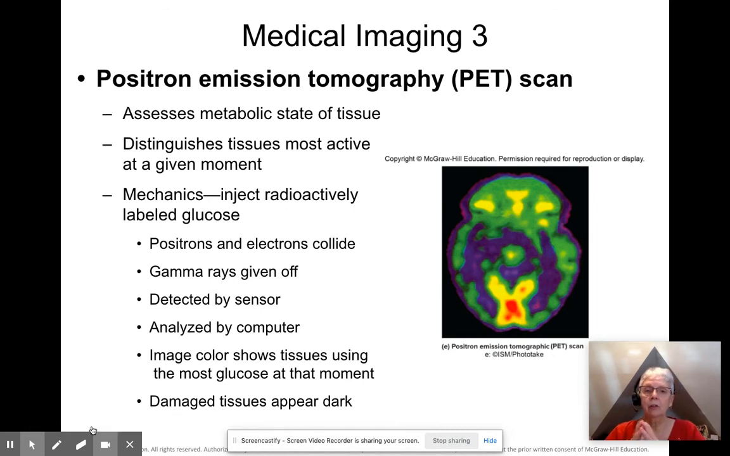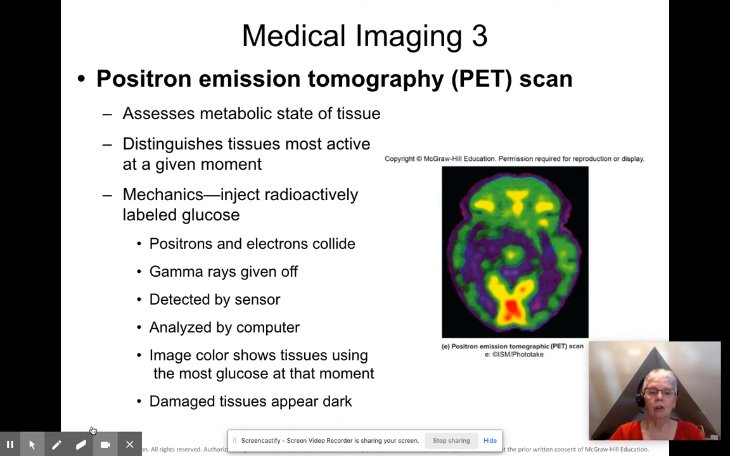There is another type of medical tomography called PET scan. And in this one, you actually are looking at all the chemical reactions that are going on inside of a tissue. So with this one, what you do is you inject a radioactive isotope with glucose on it. And the reason why you use glucose is it is used in every cell. So it's going to go to those cells.